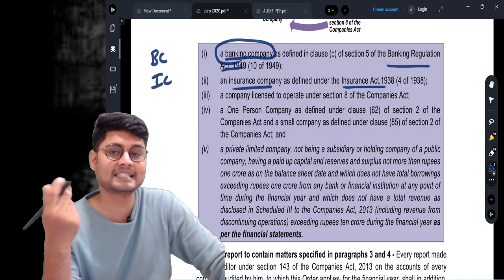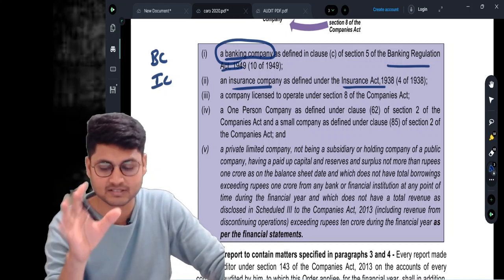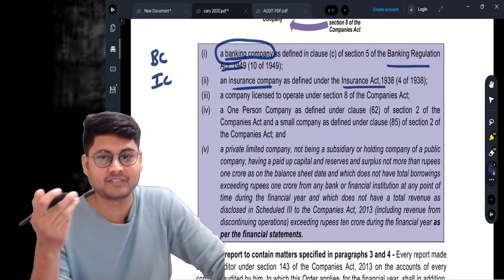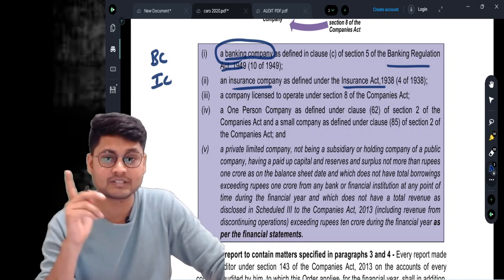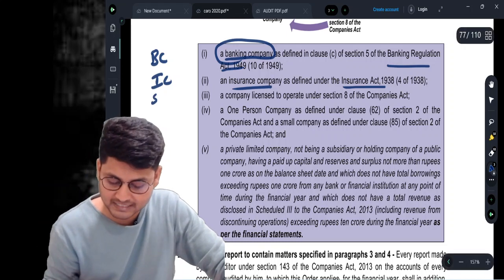So to the maximum extent, I believe, whatever I highlight will come in the examination. If not, I cannot do anything. Don't ask me if it doesn't come in the examination. Okay, done. So it is not applicable for a banking company, an insurance company, and a section 8 company.